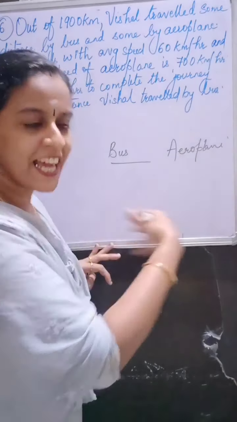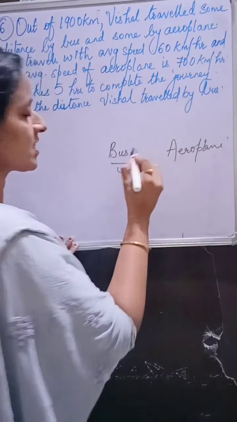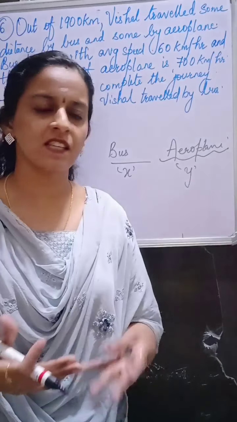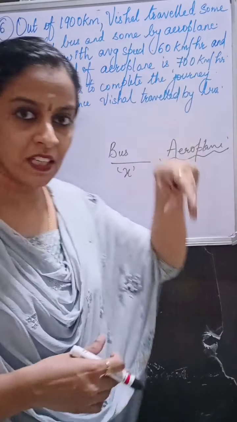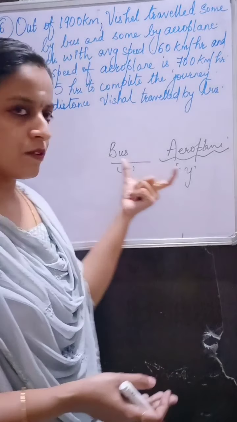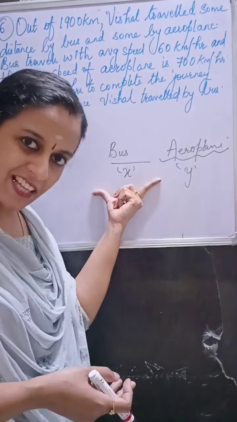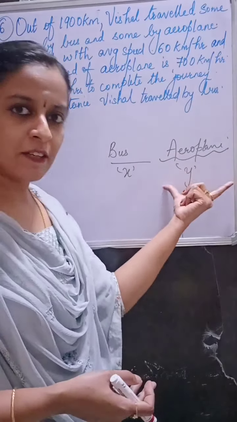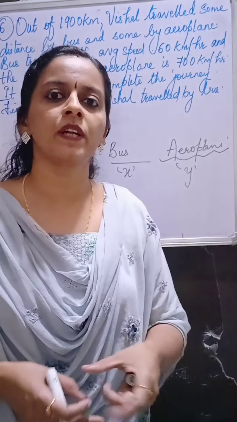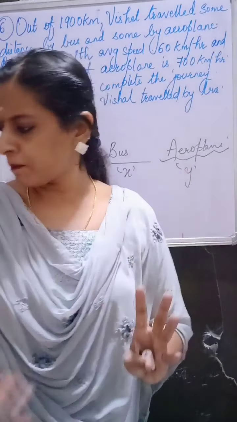So let us take the distance travelled by bus as x and the distance travelled by aeroplane as y respectively. Distance unit here you can see kilometer per hour, so distance will come in kilometer. So first introduction, let the distance covered by bus be x kilometer and that by aeroplane be y kilometer respectively. And then we will deal with the remaining part of the sum.